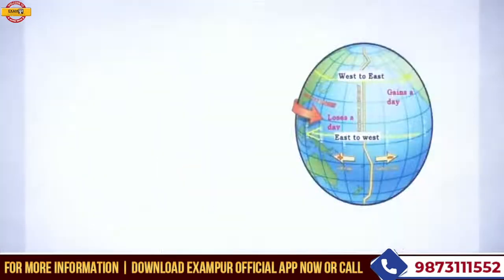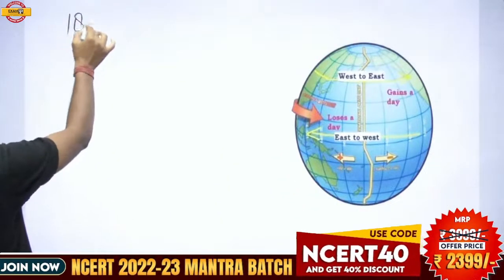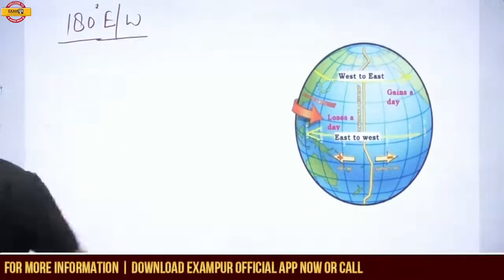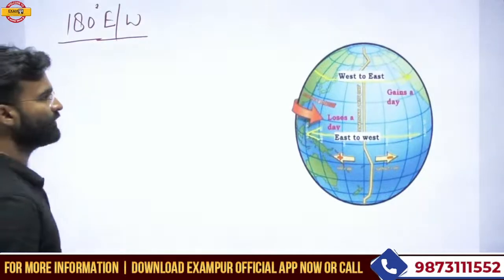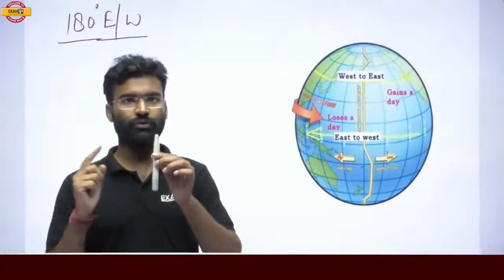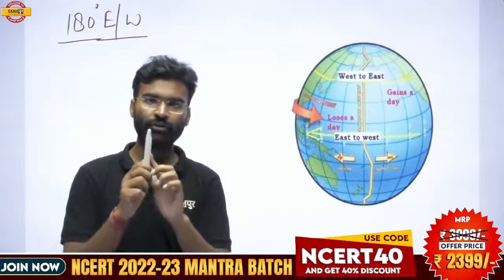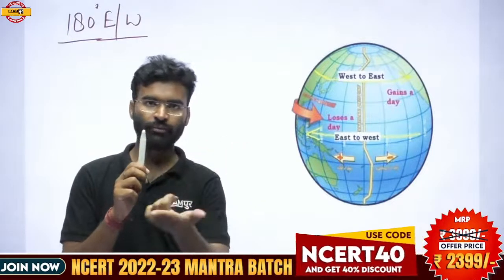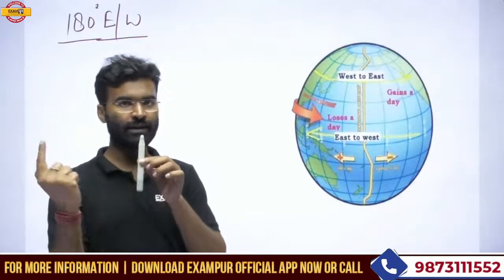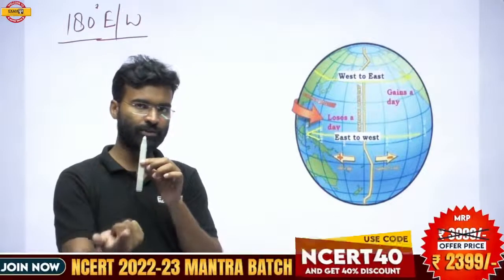The 180 degree longitude is both the east longitude and the west longitude. 180 degree east and 180 degree west are the same longitude. If you move from the 0 degree to 180 degree from this side, you will reach just opposite of the 0 degree. When you move from the other side, you also reach just opposite to the 0 degree. So 180 degree of the Western Hemisphere or the Eastern Hemisphere is the same, just opposite to the 0 degree.